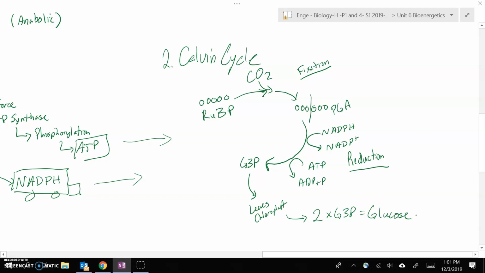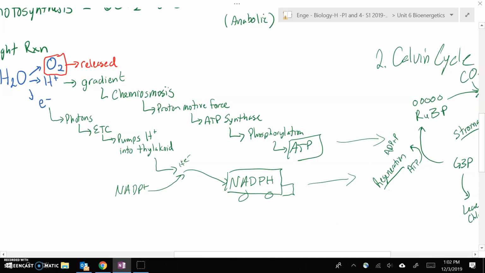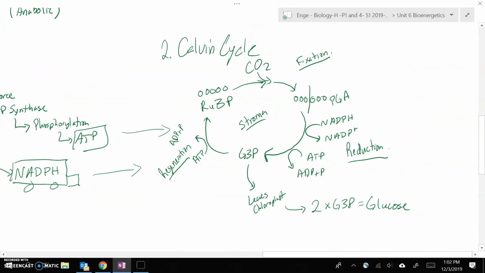But the problem is, then I'm left with G3P. But to start the cycle, I need what? RuBP. So we use some more ATP for regeneration. All right, so we have fixation, reduction by adding the hydrogens. That gives us a G3P, and then we have regeneration. All right, and then outside the chloroplasts, we have glucose being formed. Remember, this happens in the stroma, which is liquid, and over here, this happens in the thylakoid, which is the membrane.